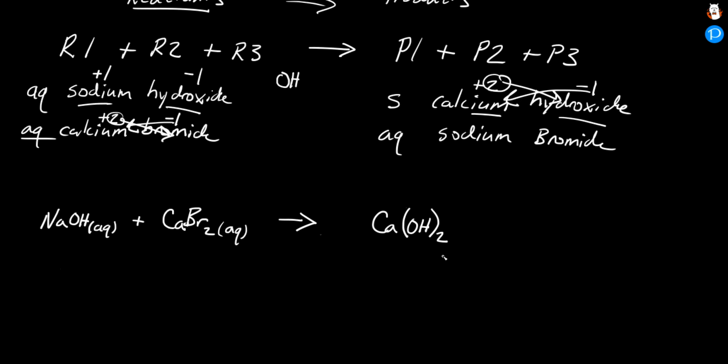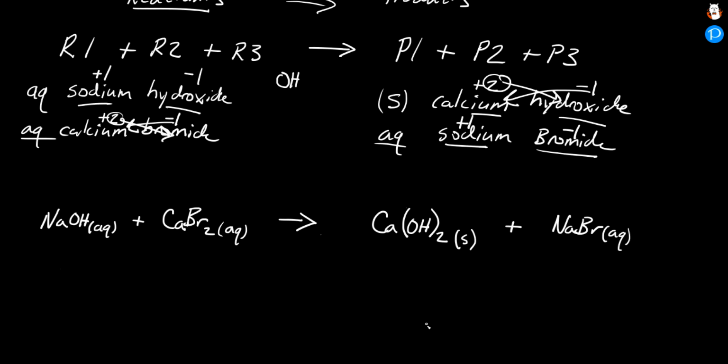Ca(OH)2 for calcium hydroxide. Now that is in its solid state. So I'm going to put in parentheses next to it S. So this is not dissolved in water now, it's solid. And then plus my last product, which is sodium bromide. Again, sodium +1, bromide -1. So one of each, NaBr. And that one was aqueous, so AQ next to it. So now I've got the formulas and the states of matter written for each reactant and for each product.